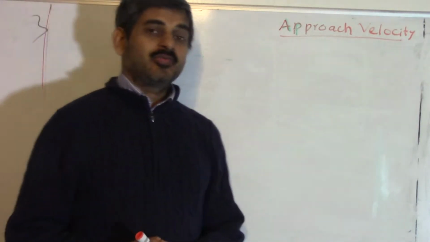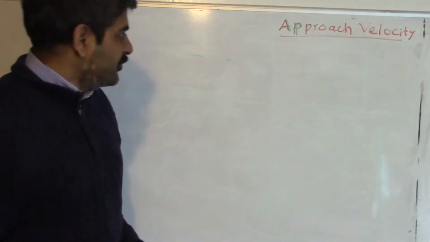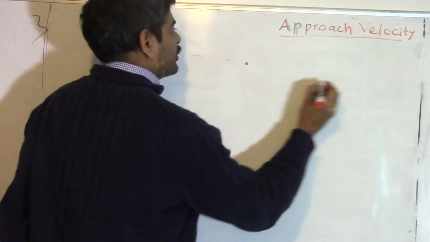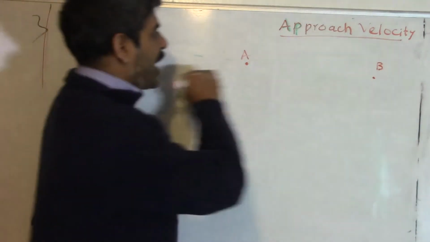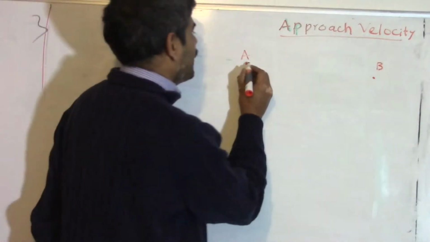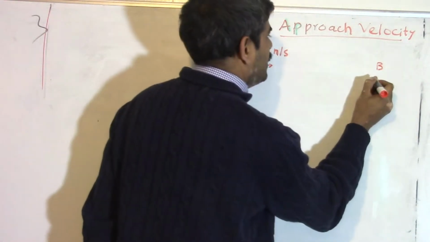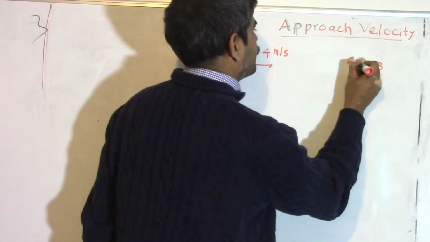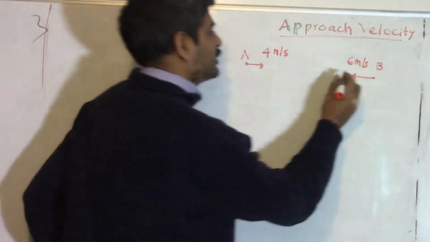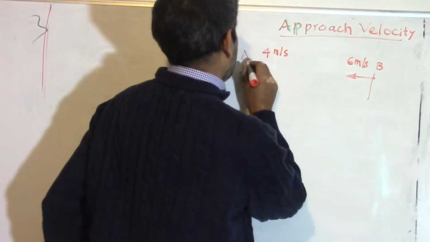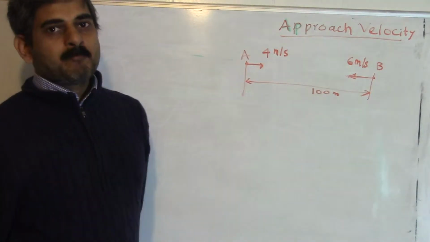So let's see, what is an approach velocity? Approach velocity is related to relative velocity, so we'll understand it with an example. Let us say we have two points A and B on the x-axis, moving in one dimension. A is moving with a velocity of, let's say, 4 meters per second, and B is moving in this direction with a velocity of 6 meters per second. I'll make one smaller to show that it is a smaller velocity and the other a little longer to show that it's a higher velocity. And let us say they are separated by a distance of 100 meters. So what happens?